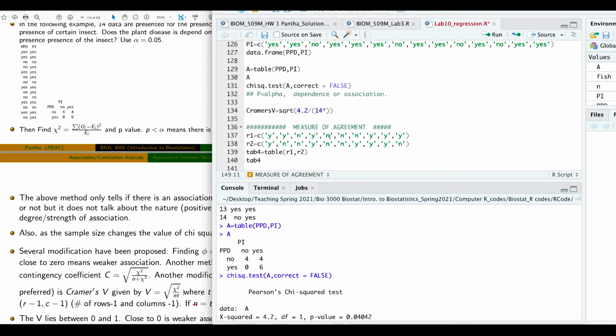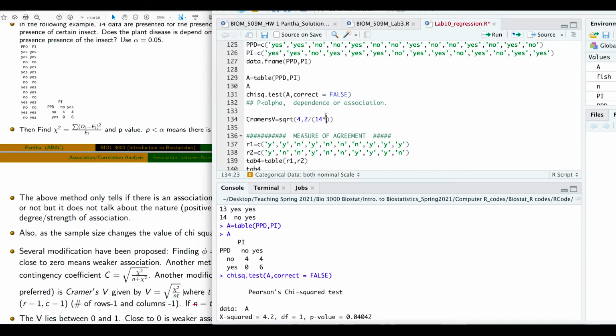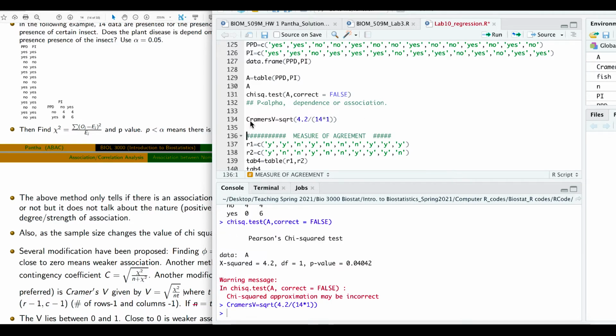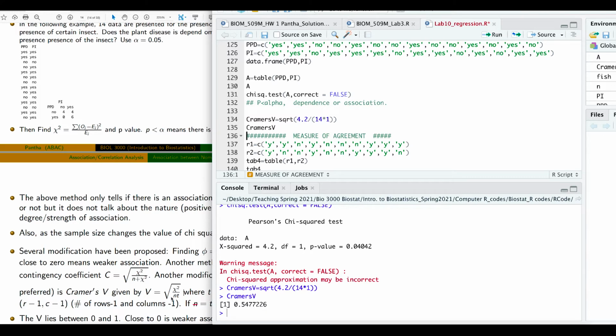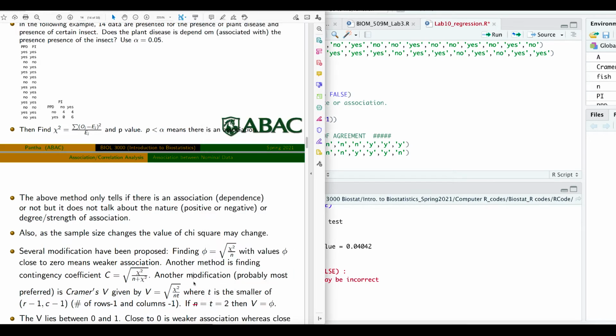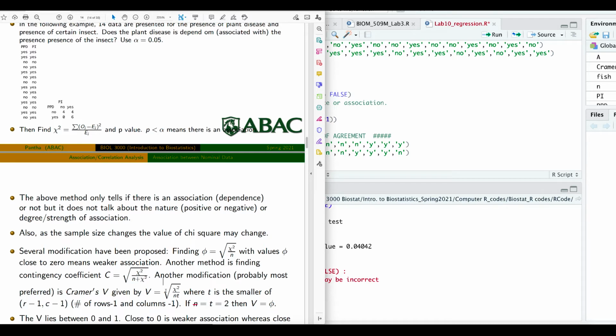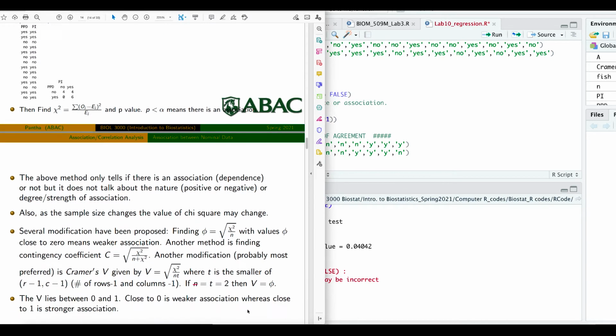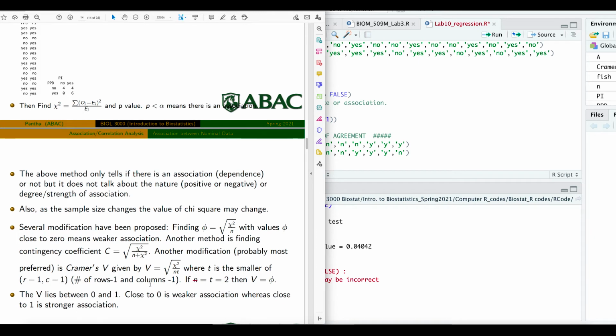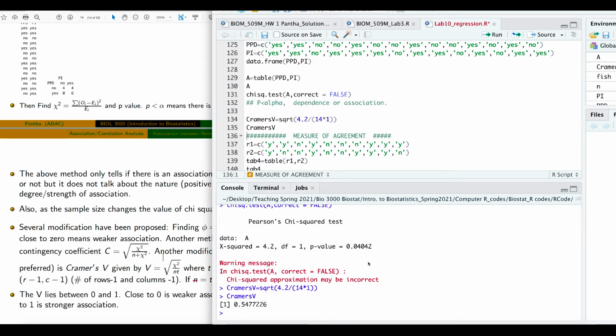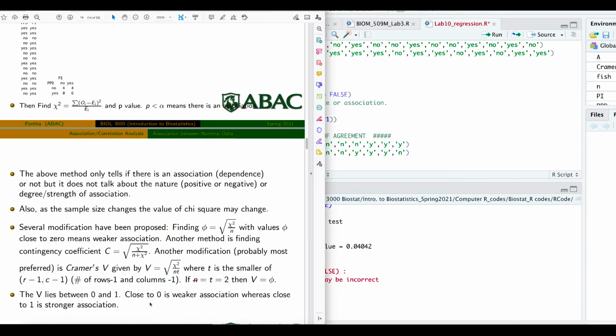So how much is that? 14 times 1. If you do that, what do you get? You get Cramer's V equal to 0.54. So you see that there is an association, not a perfect association, but some association. Because if Cramer's V is close to 0, there is no association, and close to 1 is strong association. This is 0.54, so you can say it is a medium type of association. That's what we can say.